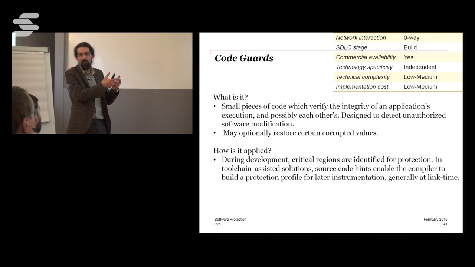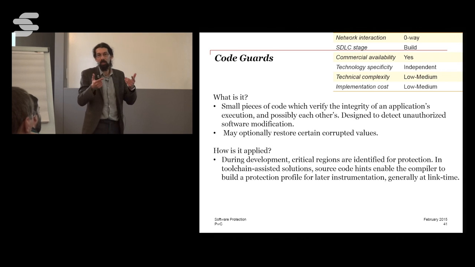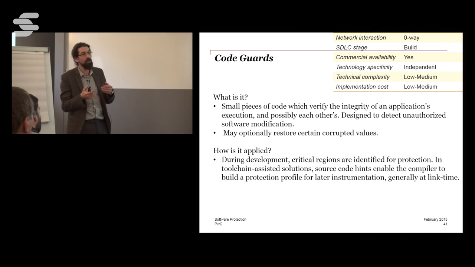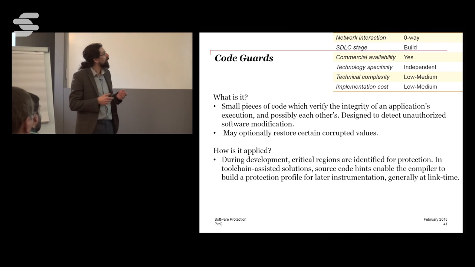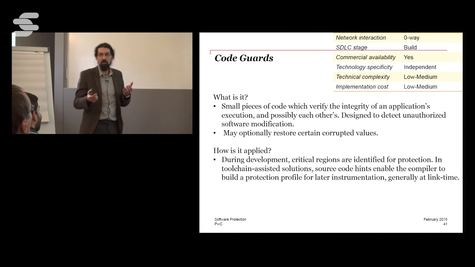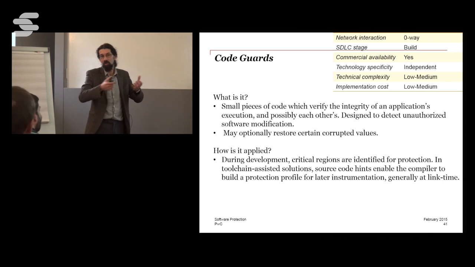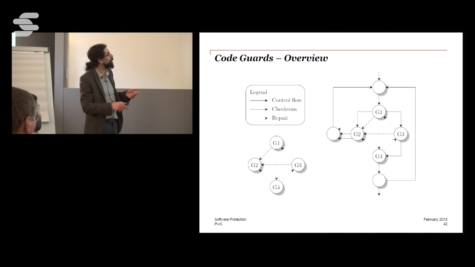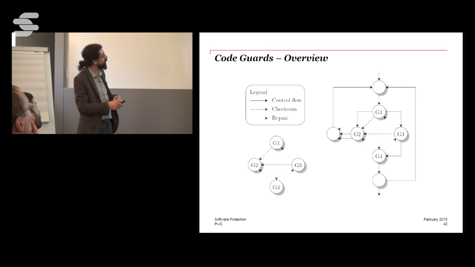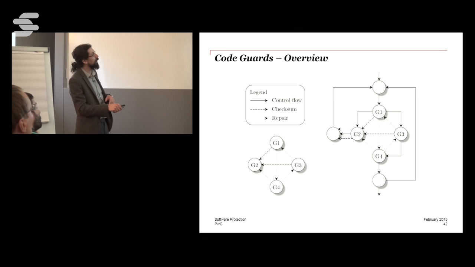If somebody modifies that value, the code guard knows what the value should be, or it might know what the checksum, a hash, should be. It'll then transfer control and exit. You want to hide them, you want to prevent the attacker from modifying them. So you might have code guards that check each other. To hide them, you'll embed lots of these throughout the code. If you think of G as being your guards, they'll be embedded throughout your control flow, checking on each other.